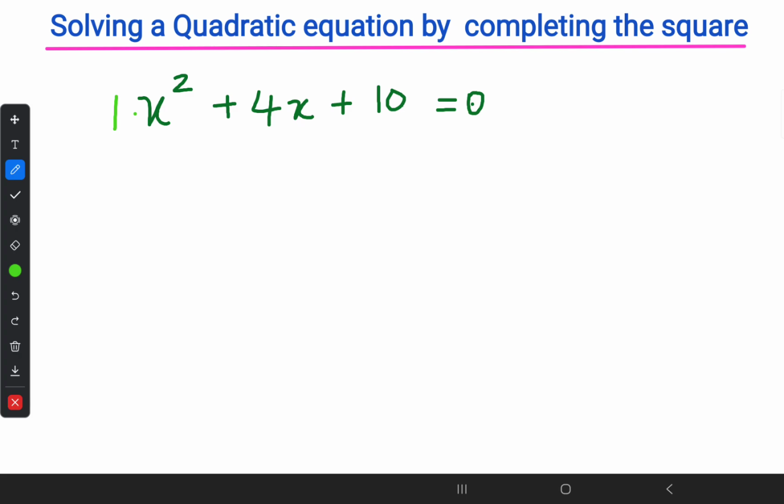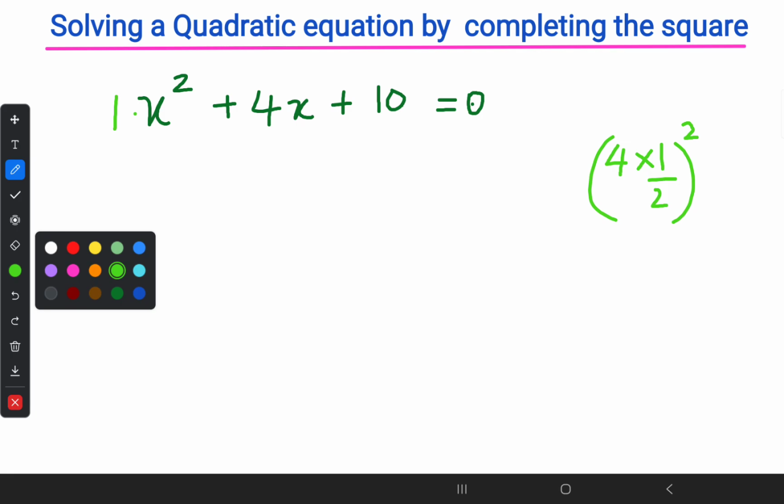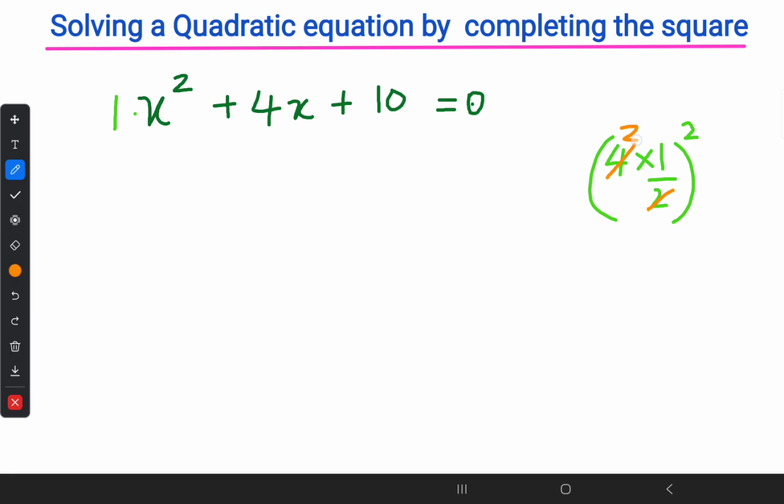So we need to add and subtract to nullify in the equation. Since the coefficient of x square is 1, you have to select the coefficient of x. The coefficient of x is 4. Take its half, yes, its half. That is the number you need to add and thereafter subtract to make a square. So we can simplify here: it is 2 times 1 times. So 2 square would be positive 4.